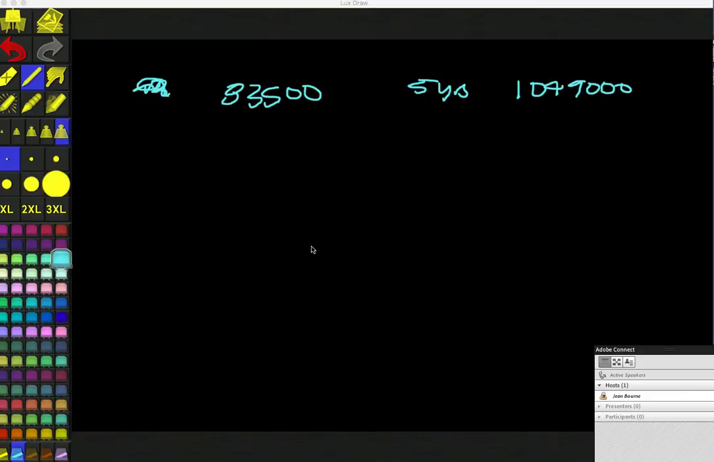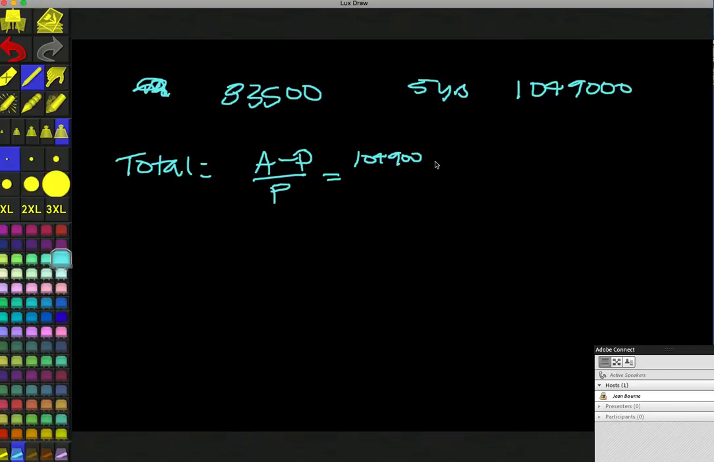So I'm going to write these formulas down. Your total return is A minus P, so the amount that you have now minus the principal you invested, over P. In this case, that would be 104,900 minus 83,500 divided by my principal, 83,500. I'll do the calculator on this in just a second.